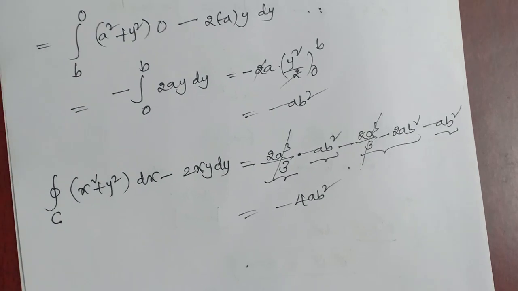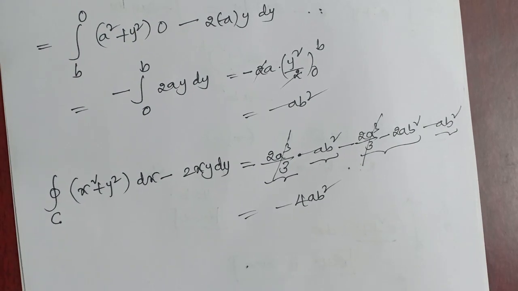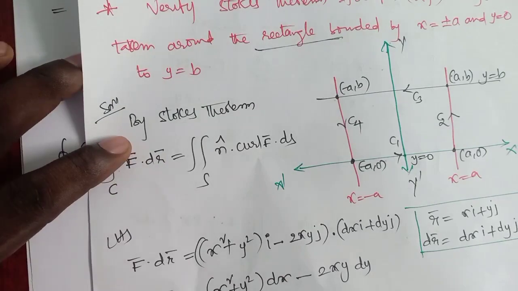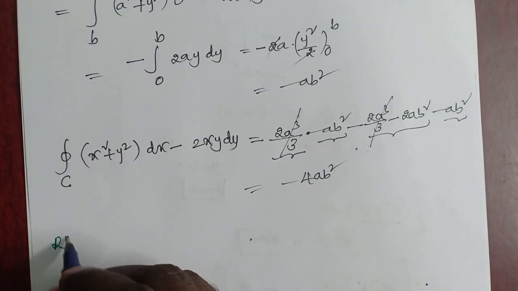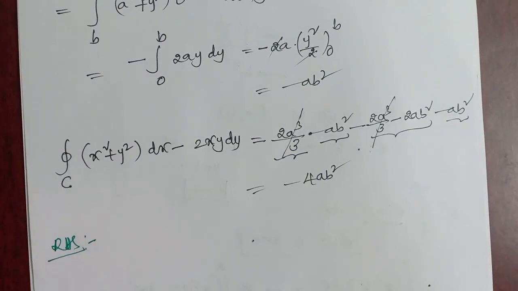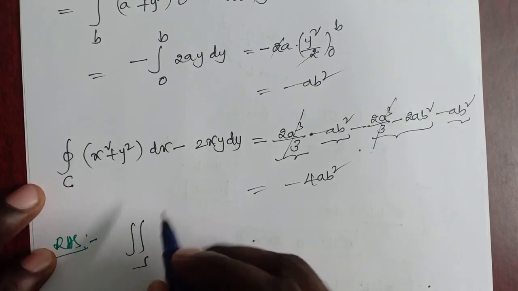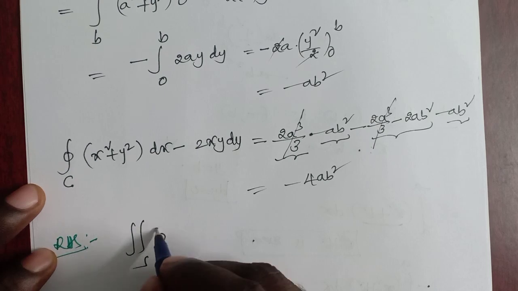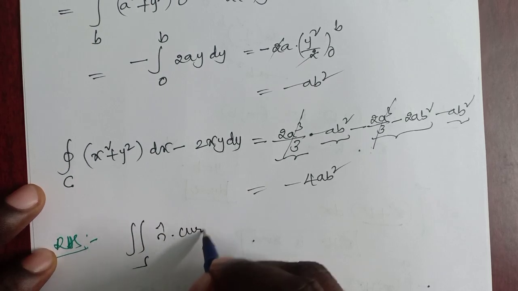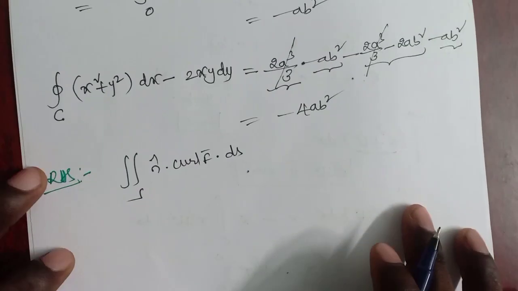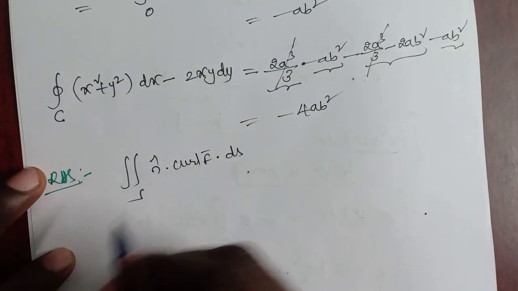Now coming to the Stokes theorem, coming to the RHS. So what is our RHS? So LHS is over. Then coming to the RHS, it is the double integral over the region S, the surface S, n cap dot curl f bar into ds. Now first thing is we need to find curl f bar.